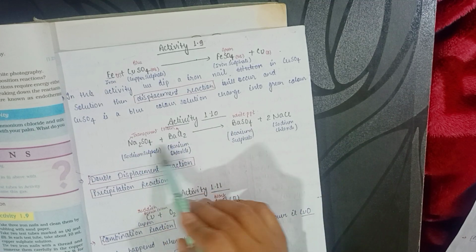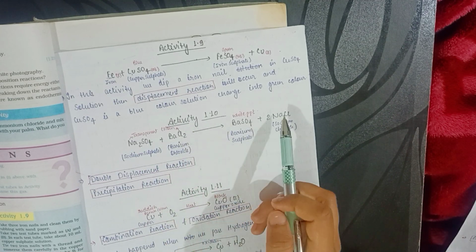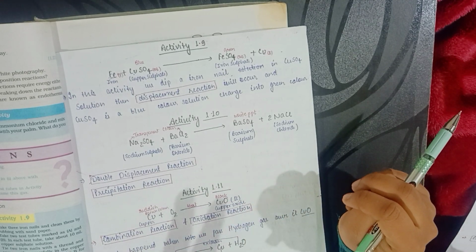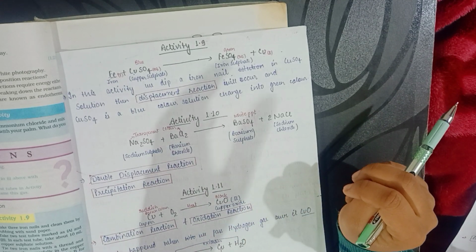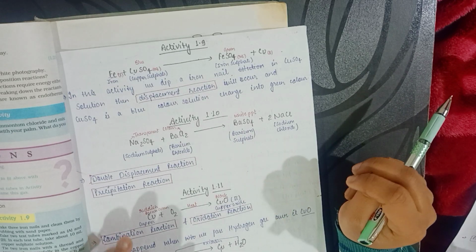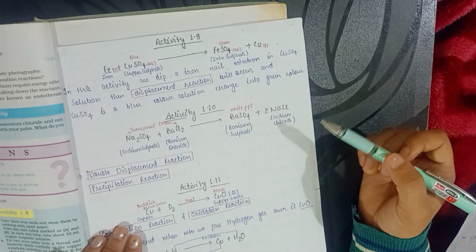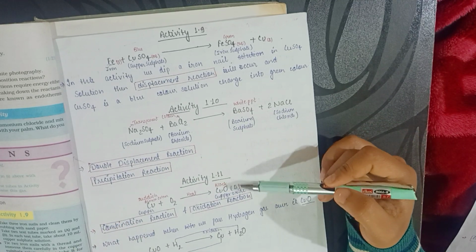and Na reacts with Cl and forms sodium chloride. So here the two reactants displace each other, so it is a double displacement reaction and a precipitation reaction.